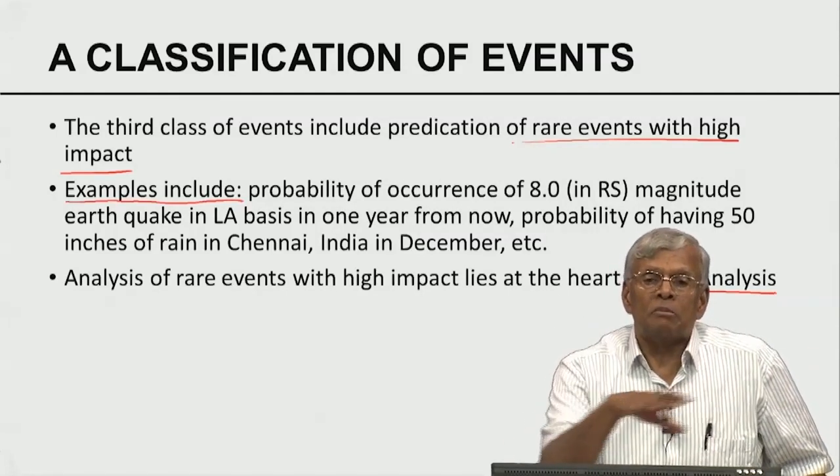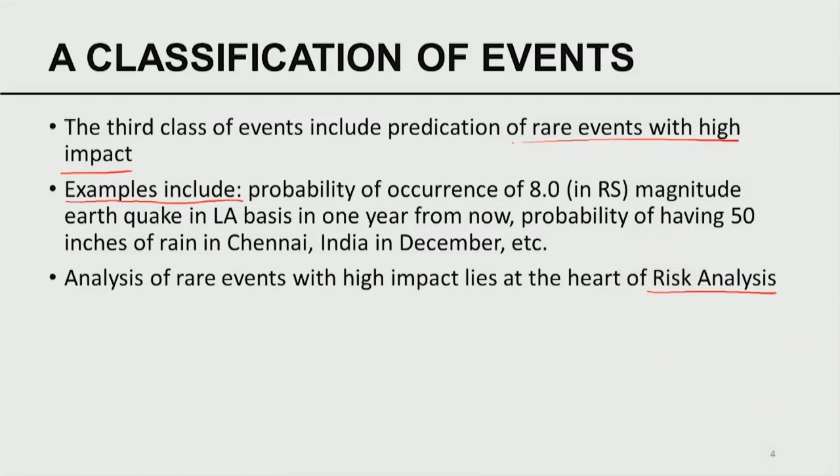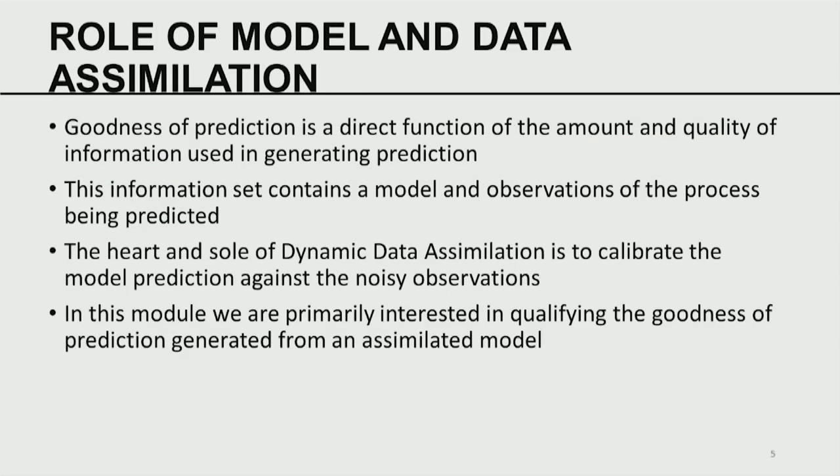So these are all the motivations for trying to improve the quality of prediction and also understand the level as well as the variability. It is general knowledge that goodness of prediction is a direct function of the amount and quality of information used in generating the prediction. This information set generally contains a model and the observations of the process being predicted. The heart and soul of dynamic data assimilation is to calibrate the model prediction against the noisy observations. That's what the primary emphasis of this course has been. In this module, we are primarily interested in qualifying the goodness of prediction generated by an assimilated model.